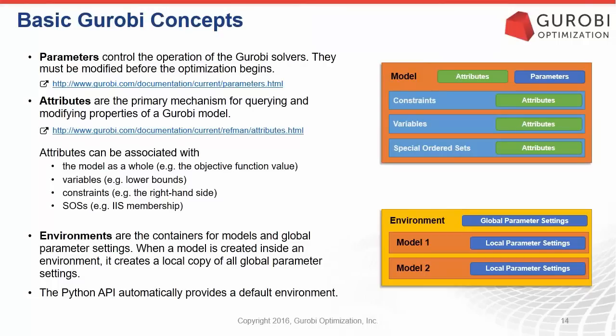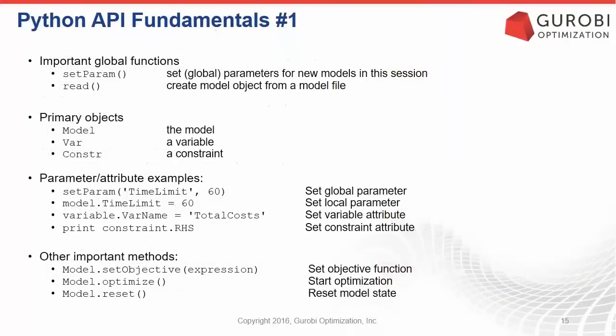Okay, let's look at some fundamentals. We want to know about the main functions that are available that we can use with the Python API, and several of them you already saw. For example, the read function. We used it to create the model object from a model file.